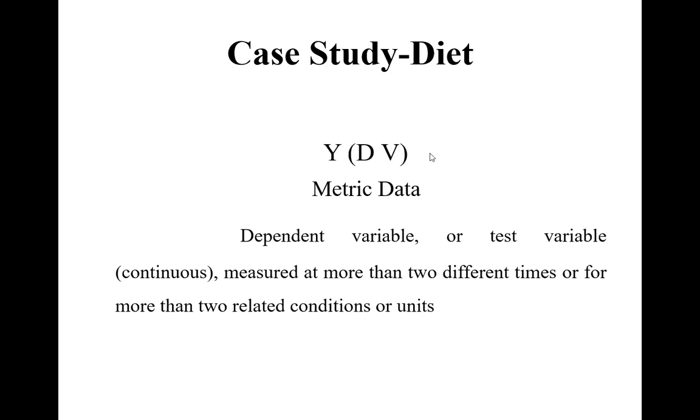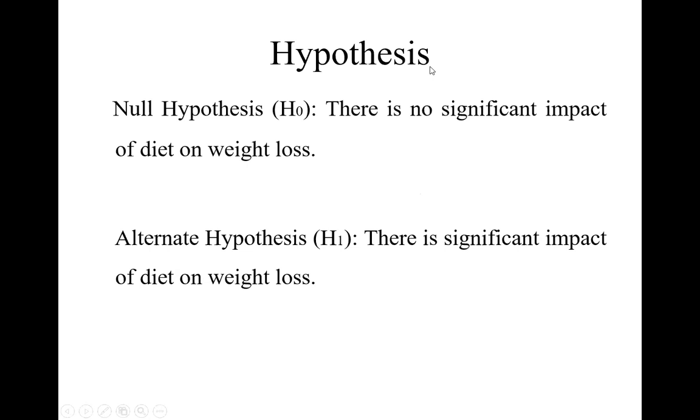Now here, how to develop the hypothesis? We assume the null hypothesis: there is no significant impact of diet on weight loss. But the alternate hypothesis says no: there is a significant impact of diet plan on weight.